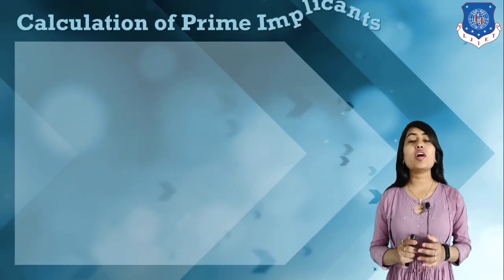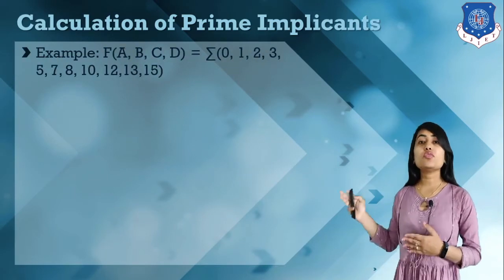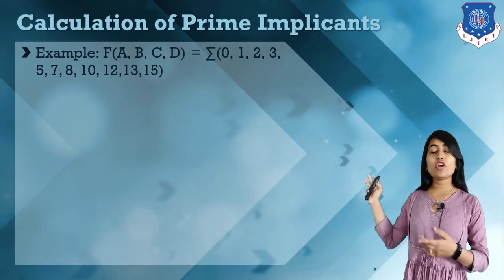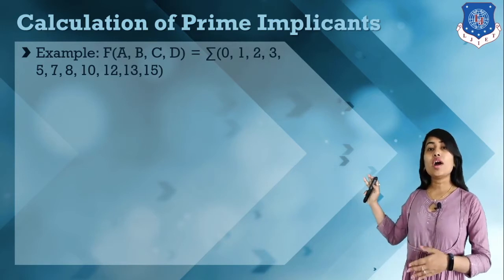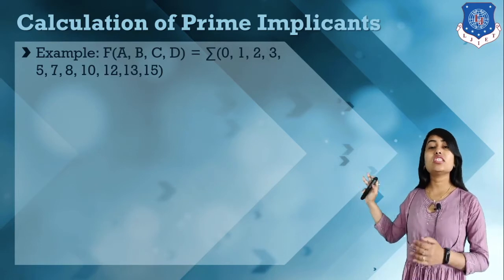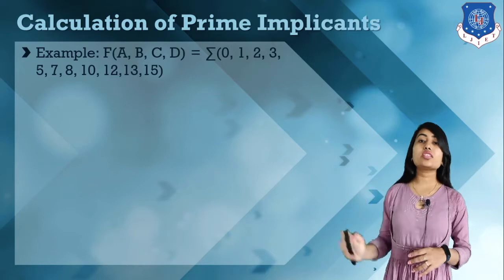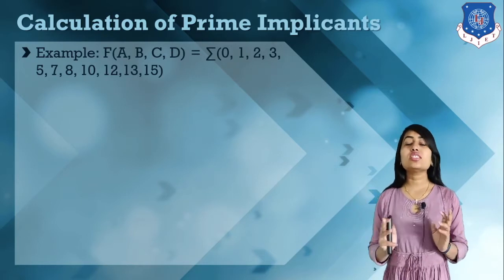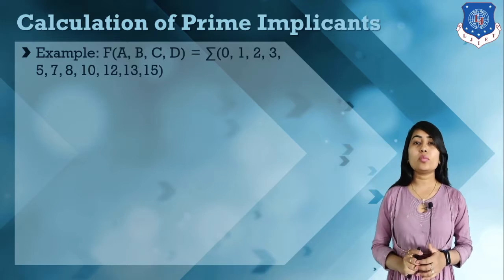So here we have one example: simplify the logical function, or say, obtain prime implicants for the given logical function f of summation of 0, 1, 2, 3, 5, 7, 8, 12, 13, 15. For this given example, we have to simplify or obtain the prime implicants. So how can we obtain that?